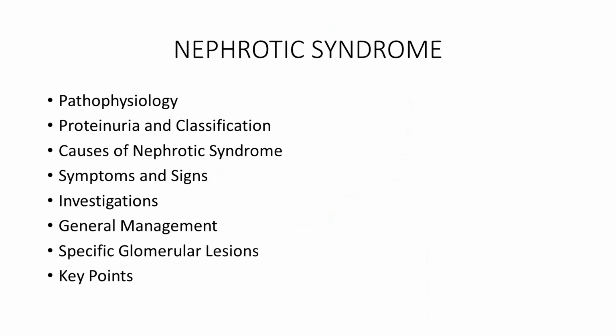Now, on the basis of this, we will discuss the pathophysiology, proteinuria and its classification, causes of nephrotic syndrome, symptoms and signs, investigations which are needed in the diagnosis of nephrotic syndrome, general management, and the specific glomerular lesions which can lead to nephrotic syndrome will be discussed very briefly. And at the end, we will discuss the key points.